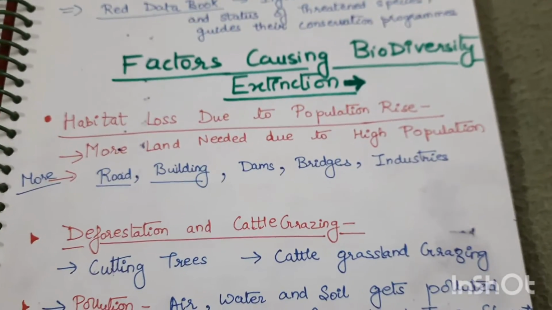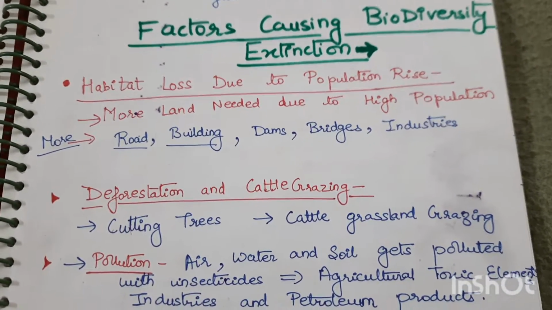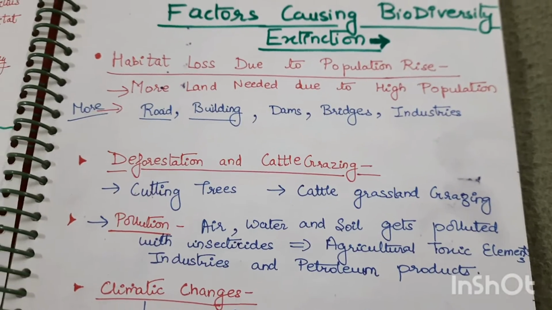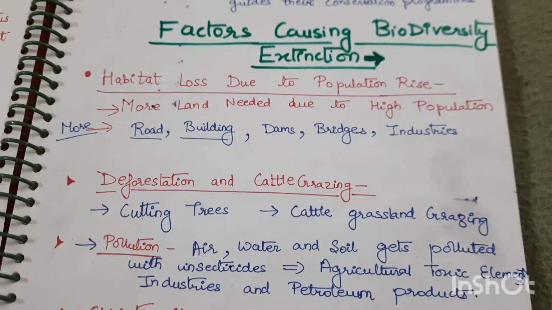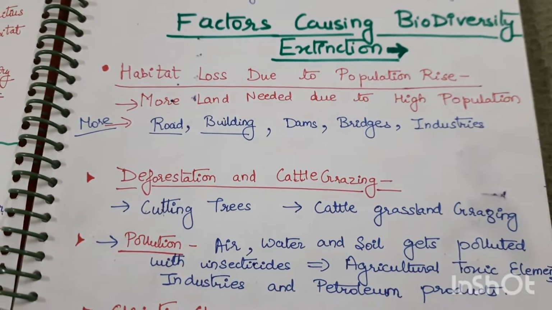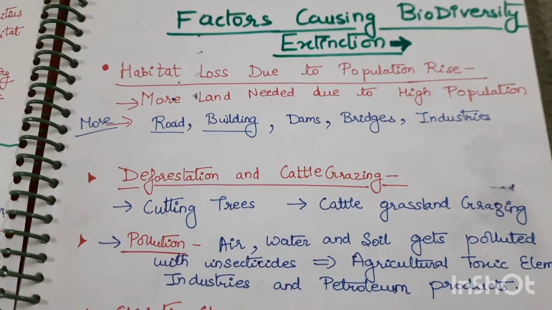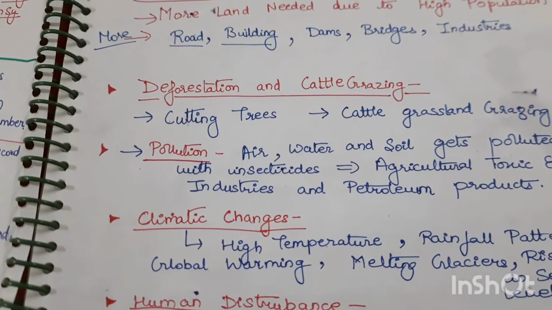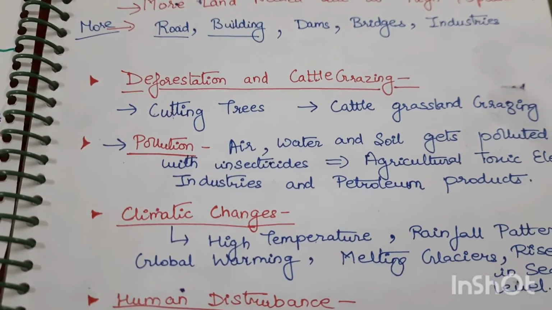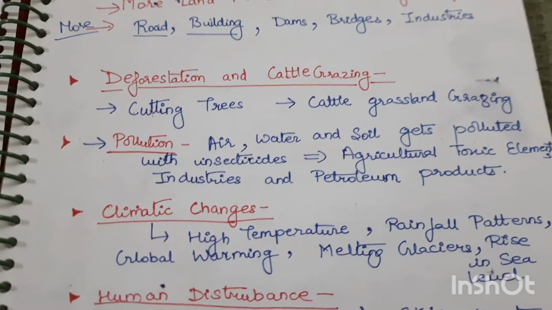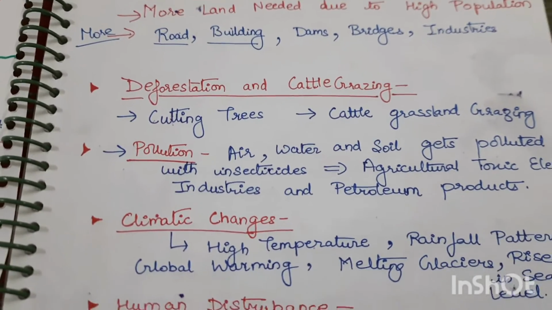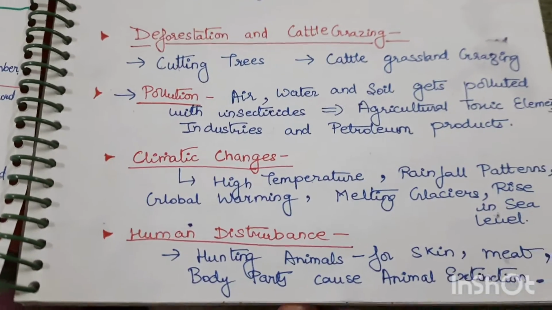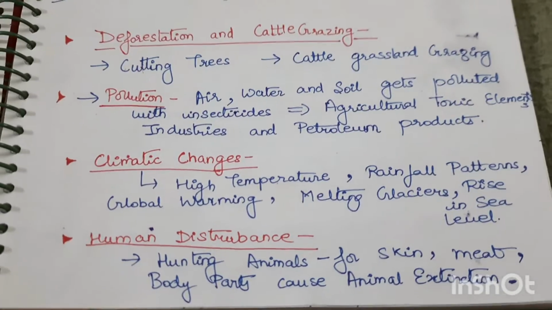The next is the factors causing biodiversity extinction. First is habitat loss due to population rise. The more the population, the more land is needed. So we are cutting all the trees so that we can build more roads, dams, bridges, buildings, industries, etc. And this causes biodiversity extinction. Next is deforestation and cattle grazing. Overgrazing of cattle causes grassland depletion, and deforestation, the cutting of trees, causes what? The extinction of biodiversity, because when the tree is lost, which is the shelter of many animals, the biodiversity is also lost.